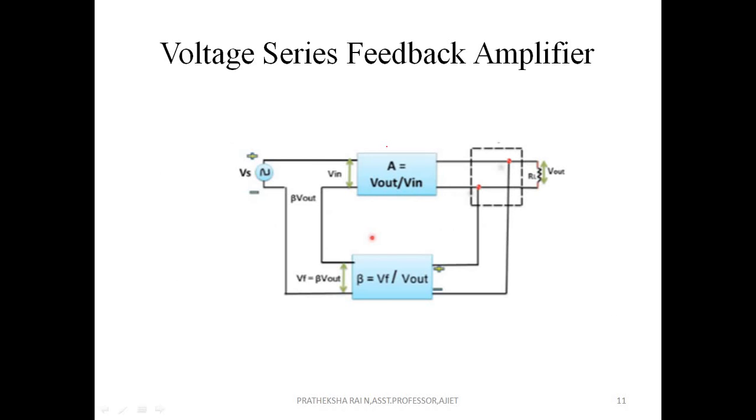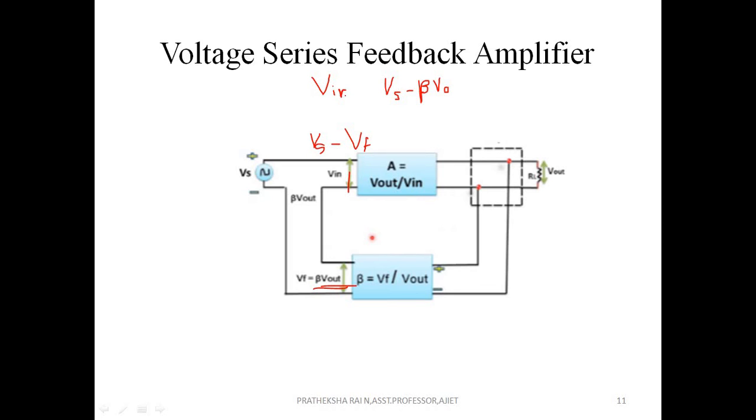So V in, what is the voltage appearing across this input? It will be Vs, and you are giving the feedback in the negative, it is a negative feedback. So Vs minus Vf, right? What is Vf? Vf is beta V naught. So I will substitute Vf as beta V naught, so Vs minus beta V naught. This is what I get as the equation for V in.